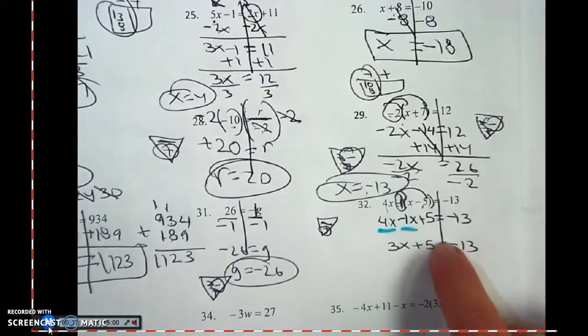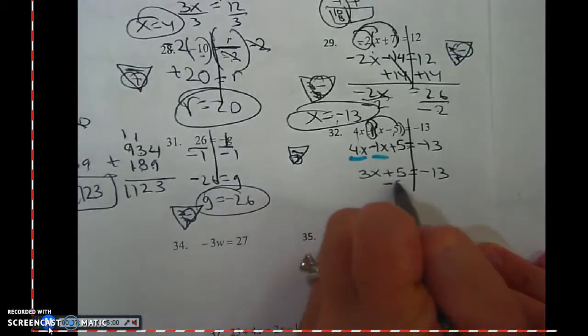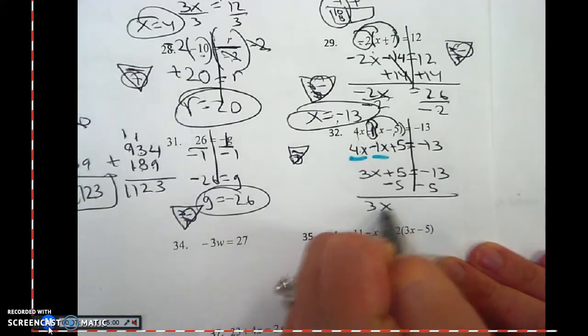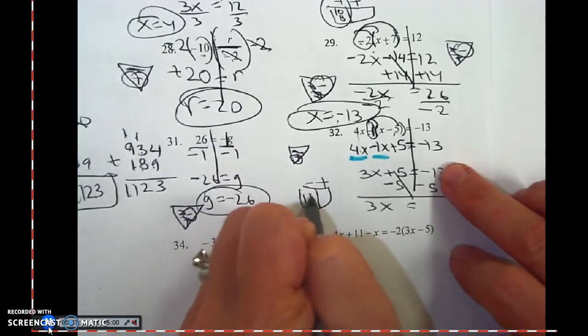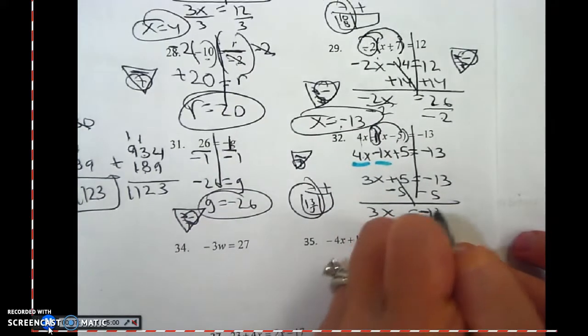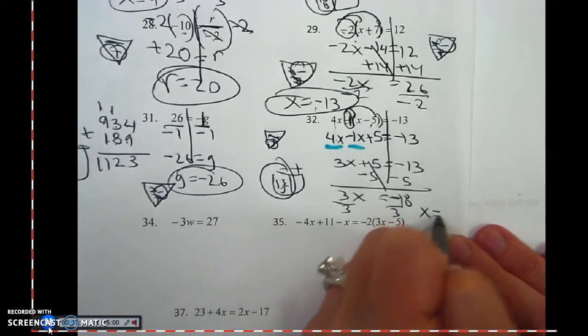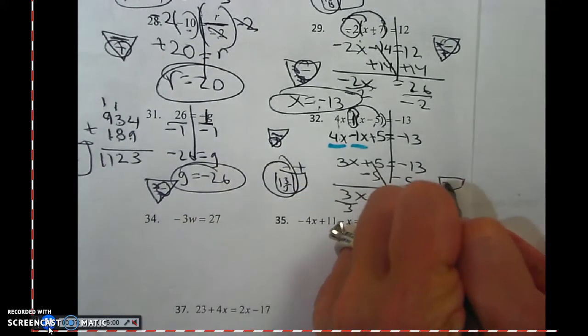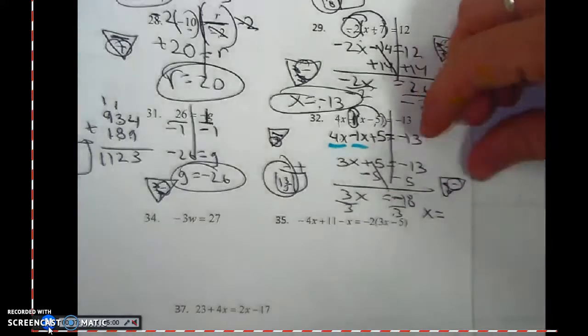And now this problem is like the problem that got easier with the 2 steps. Minus 5, 3x equals, do my little box, 13, 5, boom, negative 18, almost done, divide by 3, x equals, oh, do my triangle, negative, positive, boom, negative 6.